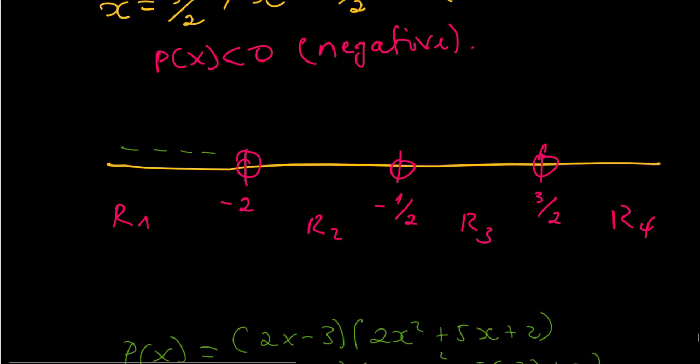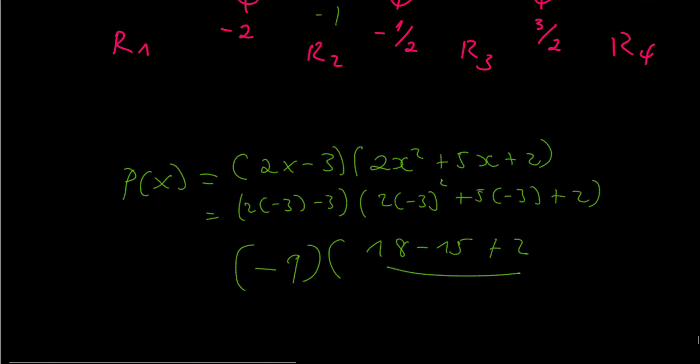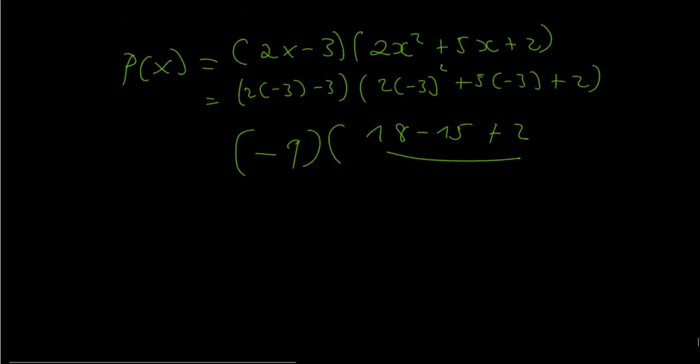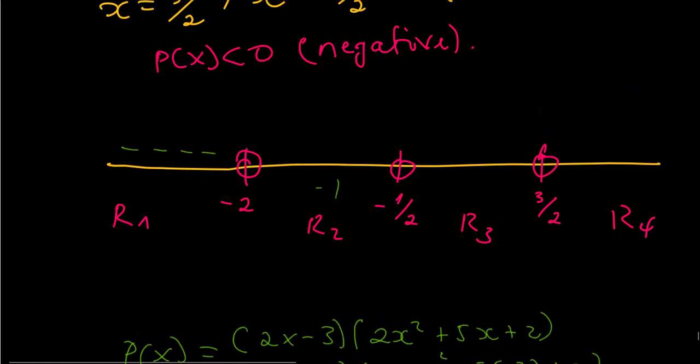Now let's verify that for region 2. In between -2 and -1/2, we can take the point -1. So at -1, we substitute -1 inside this polynomial. So what we get is 2 times -1 minus 3. So the first bracket gives us -5, so it's negative. Times, we replace it within, 2 times -1, all of that squared, plus 5 times -1 plus 2. So this gives 2 minus 5 plus 2, which is -1. So -1 times -5 gives something positive. So this region is positive.